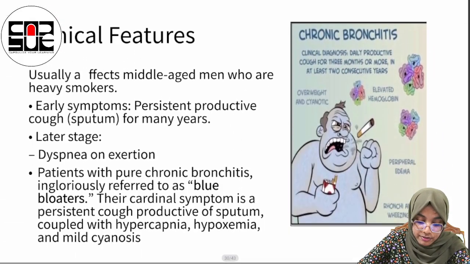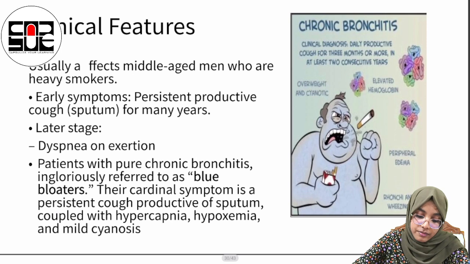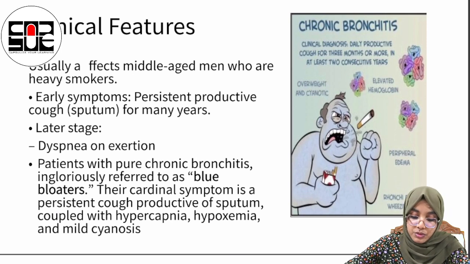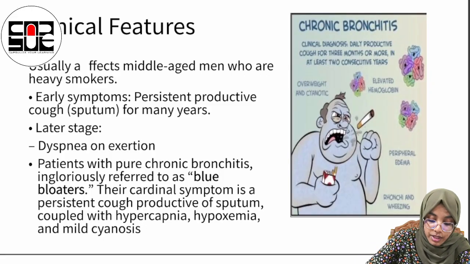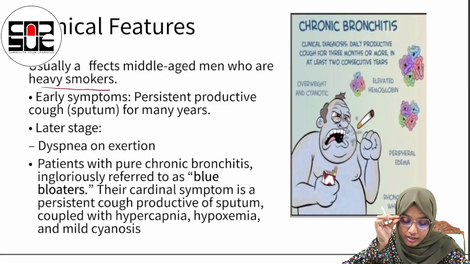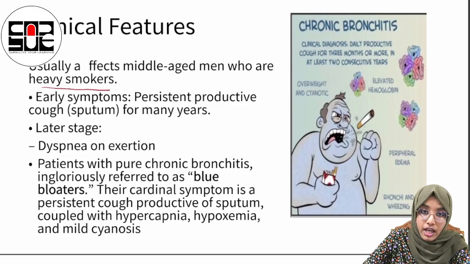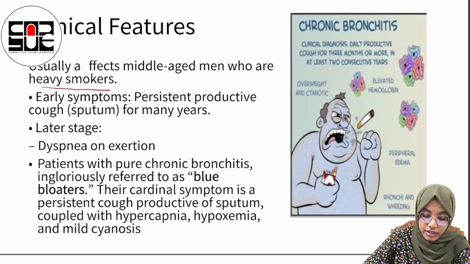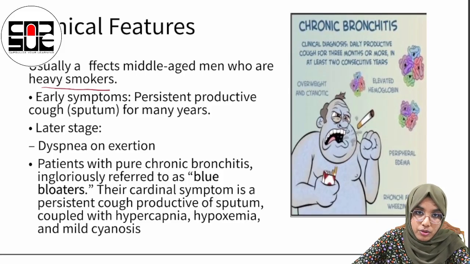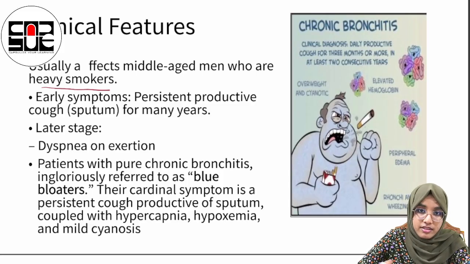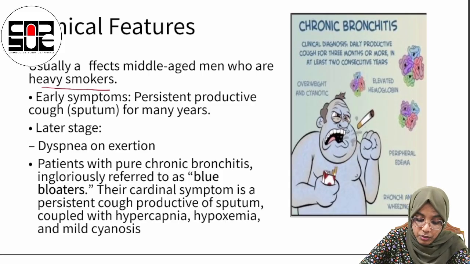Let's move on to the clinical features. As I mentioned in the case, the person who was affected was 50 years old. Chronic bronchitis will usually affect middle-aged men who are heavy smokers. The early symptom will be a persistent productive cough for many years, and in later stages there will be dyspnea on exertion. The main symptom in chronic bronchitis is cough with sputum. Dyspnea will occur only in the later stages, and it is not as prominent as in emphysema. This is how you differentiate between emphysema and chronic bronchitis.